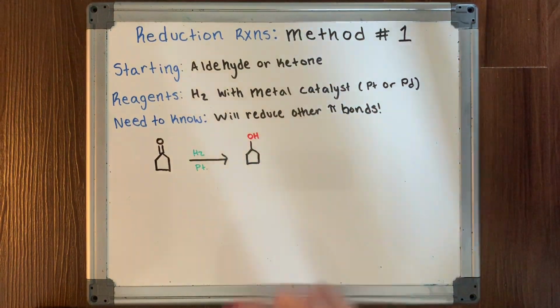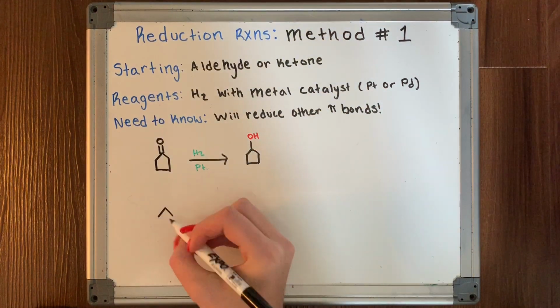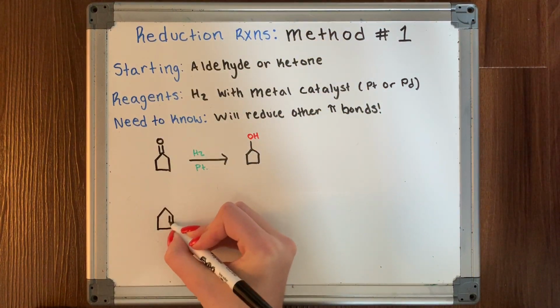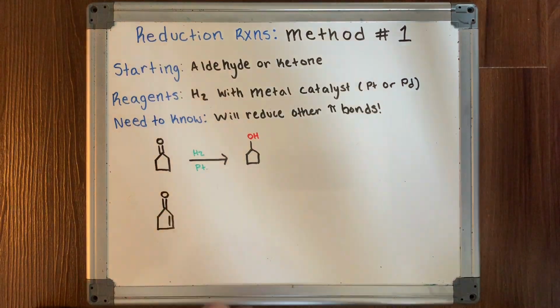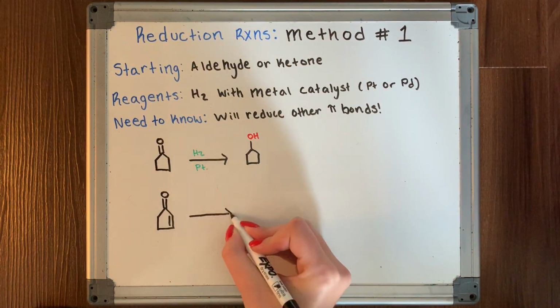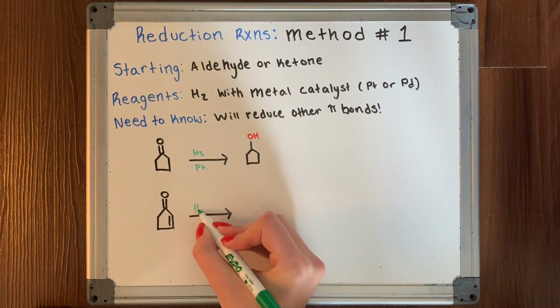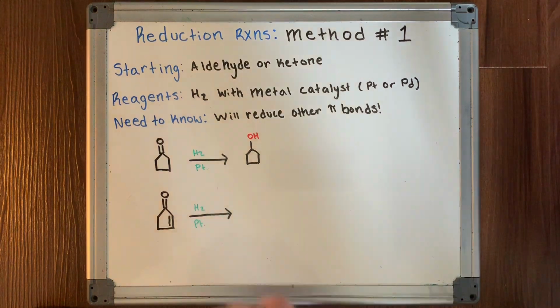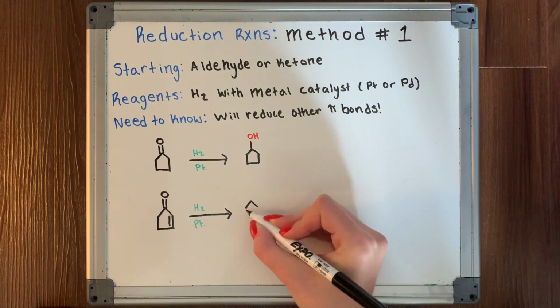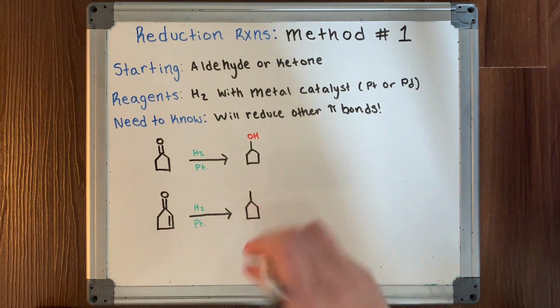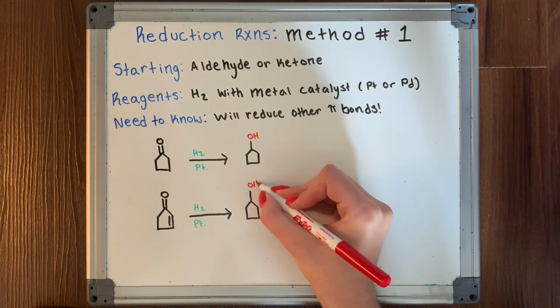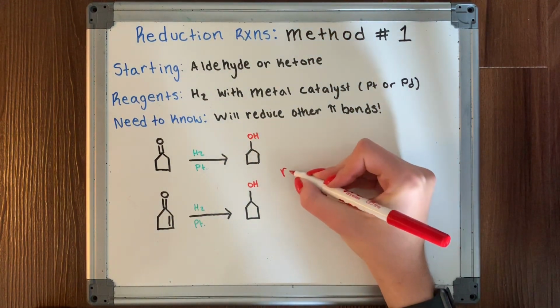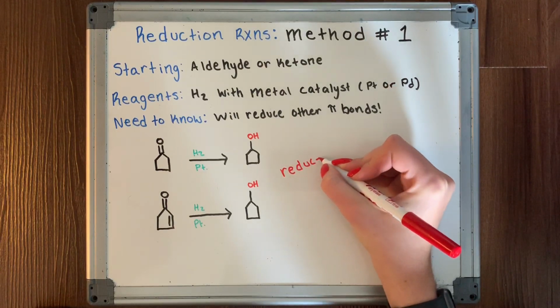You'll see with the examples I'm showing you right now, the starting compound is different. In the top one, we don't have any double bonds besides the carbonyl carbon with the oxygen, but in the bottom one we do have an alkene. However, we get the exact same product. This is true for all products of this reduction method. It reduces all the way down.